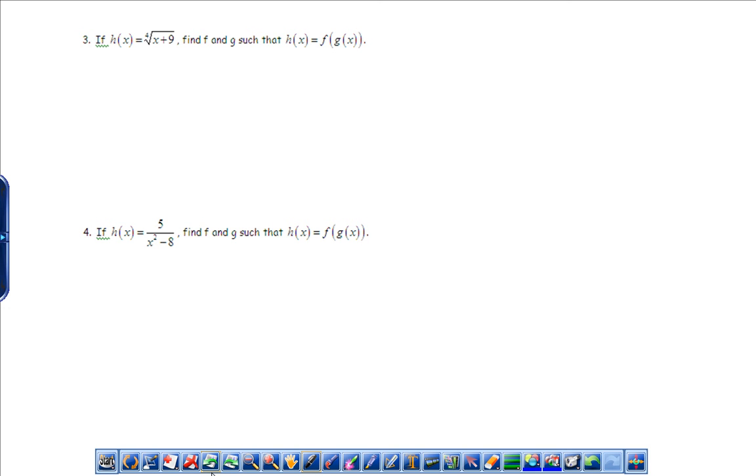On number 3, if h of x is equal to the fourth root of x plus 9, find f and g such that h of x equals the f of g of x. So basically, I want to find out what f of x could equal and what g of x could equal so that I get this combined function. And remember, you might see it written as fog. There's several ways that you can come up with this. I'm going to do it the most basic way that I can.